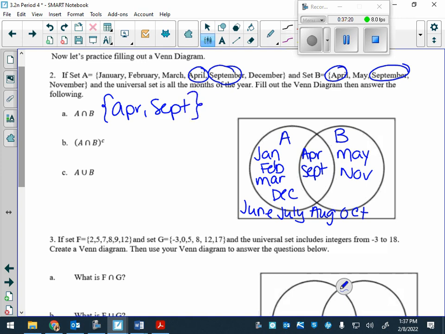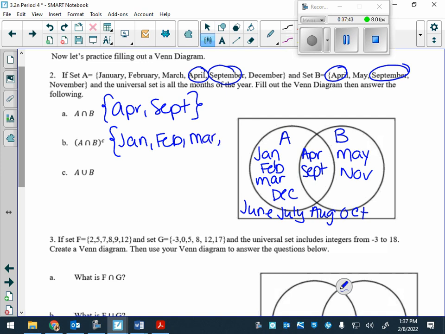Okay. What are not in A and B? So what months are not in the intersection? Go ahead. July, August, October. Anything else? It's "and." So what is? January, February, March, December, May. Perfect. Good.